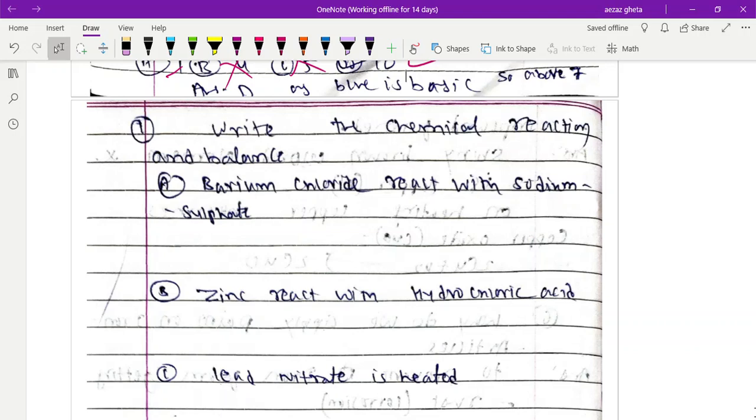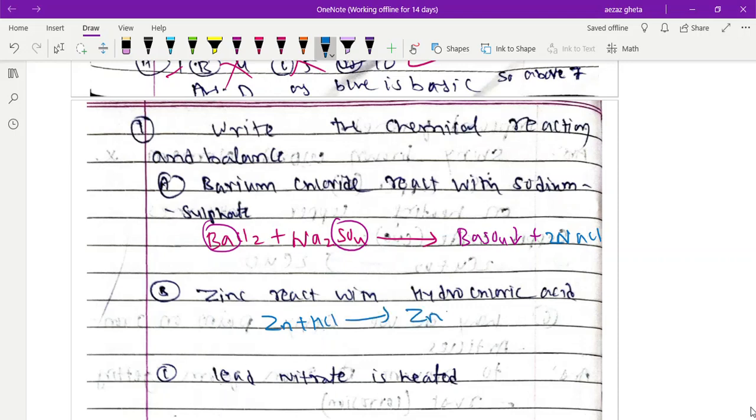Write the chemical reaction and balance it. So you can see barium chloride plus sodium sulfate. See, the formula is very important. This is a double displacement reaction. BaSO4 will form, and this BaSO4 is a white precipitate. It is also called a precipitation reaction, and NaCl, which will be balanced by writing 2. Zinc reacts with hydrochloric acid to form zinc chloride, and hydrogen gas is liberated. So here it will be written 2. Understood?